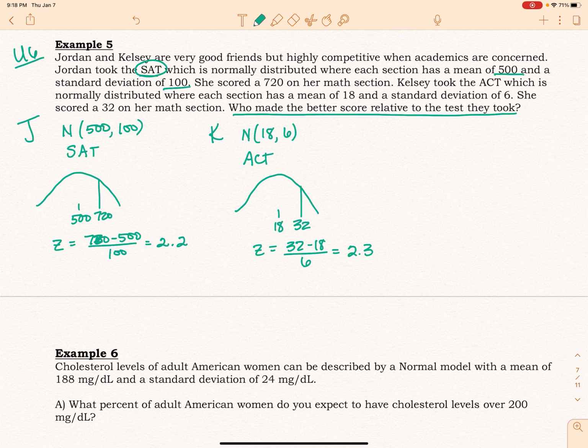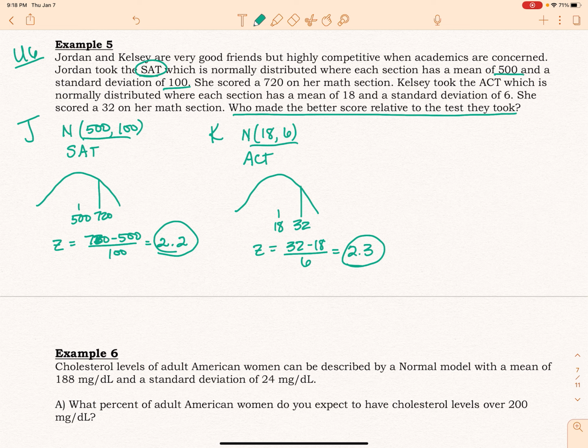Okay, so I want you to notice now that the Z-score, remember, is called the standardized score. We have now standardized them. We brought them down to the same standard, even though the units of the tests they took were different. So that's really cool. It's very, very useful. So I want you to notice that Kelsey scored 2.3 standard deviations above the mean for the ACT, but Jordan only scored 2.2 standard deviations above the mean.